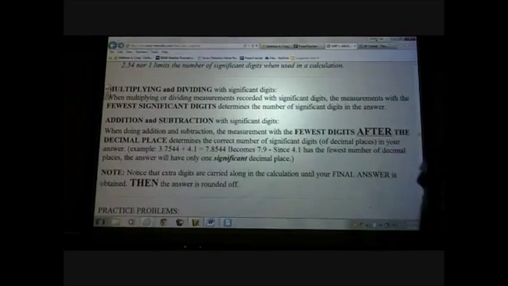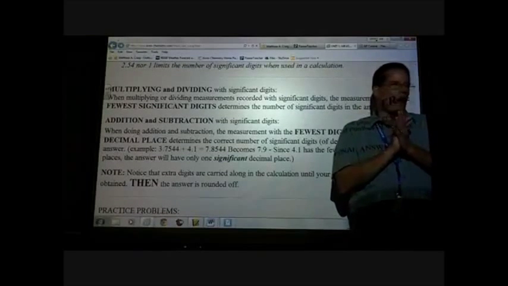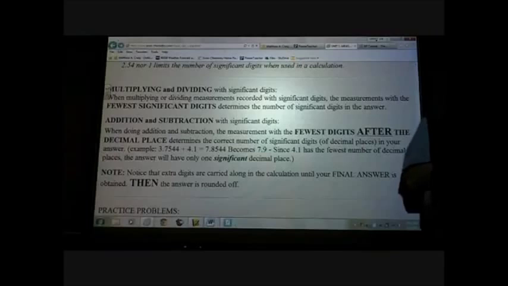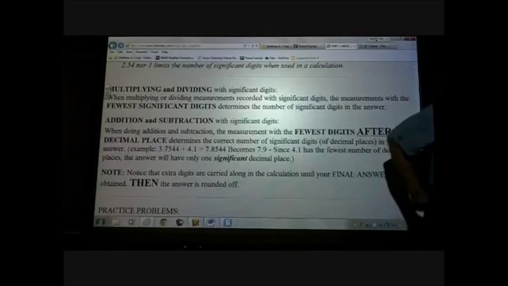All right, now for the fun part. Multiplying and dividing with sig figs. Oh, Lordy.